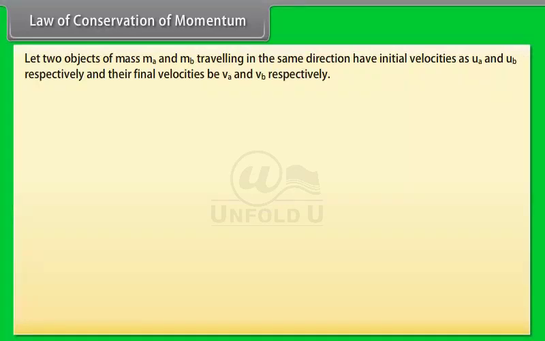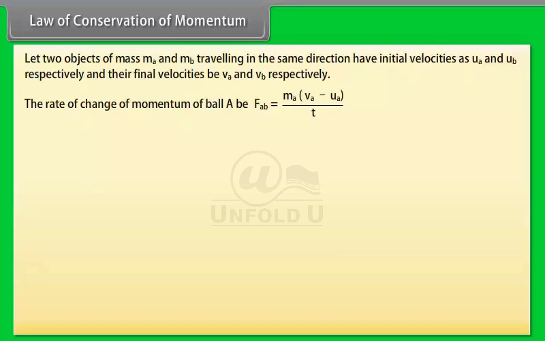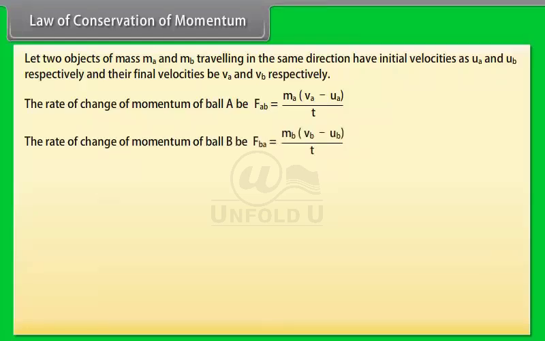Let two objects of mass MA and MB traveling in the same direction have initial velocities UA and UB respectively, and their final velocities be VA and VB respectively. The rate of change of momentum of ball A, FAB, is equal to MA into (VA minus UA) upon T. The rate of change of momentum of ball B, FBA, is equal to MB into (VB minus UB) upon T.